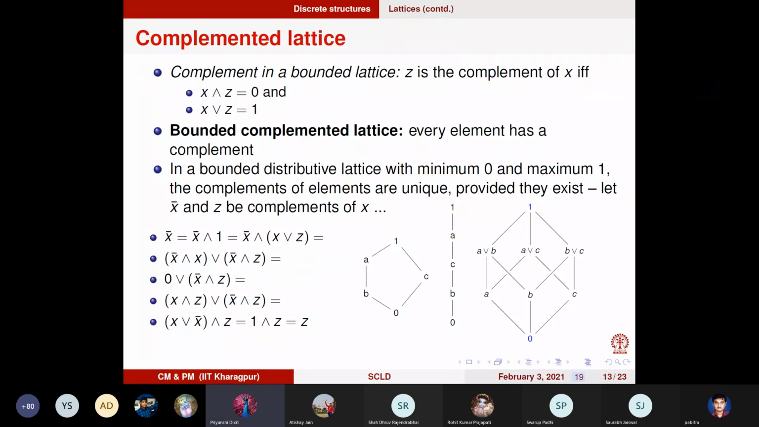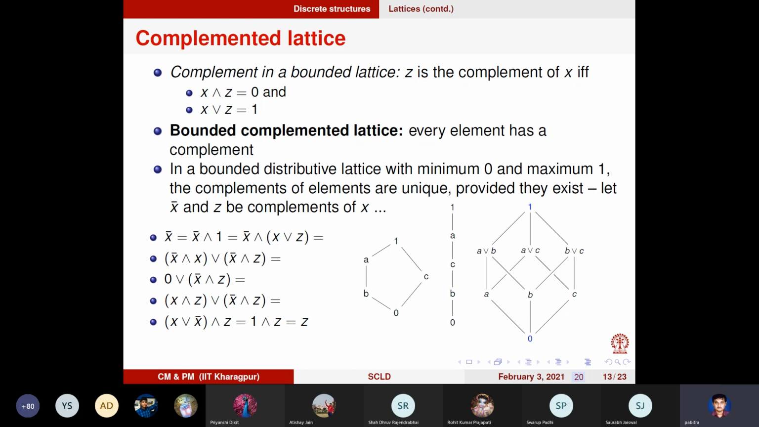Sir, if in a lattice all the elements have one complement, but it is the same element, that's not a problem. Okay. So one element cannot have two complements. None of the elements should have more than one complement; the complement should be unique. It's possible that multiple elements have the same complement. That's possible.